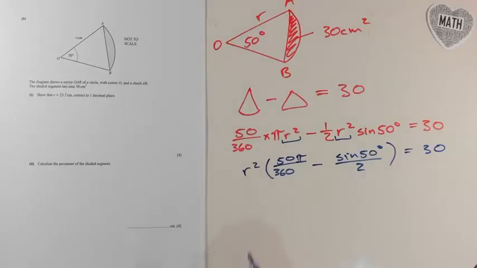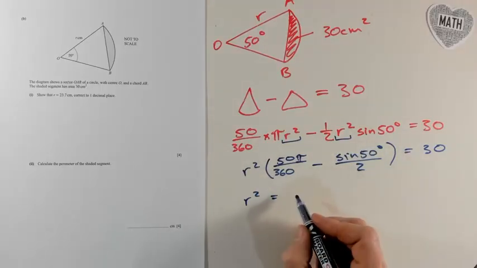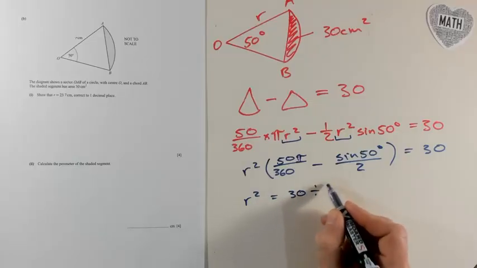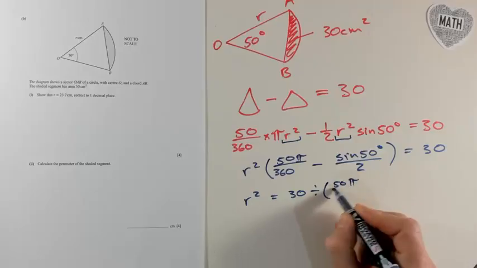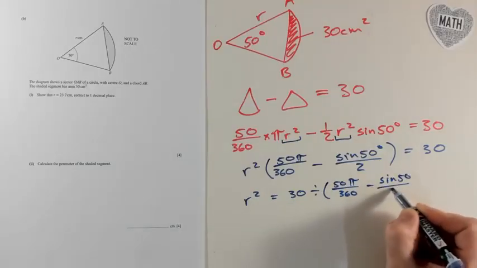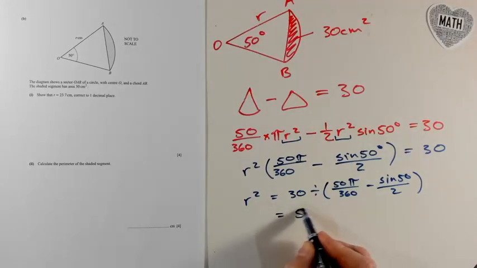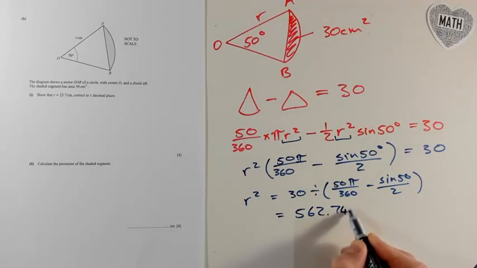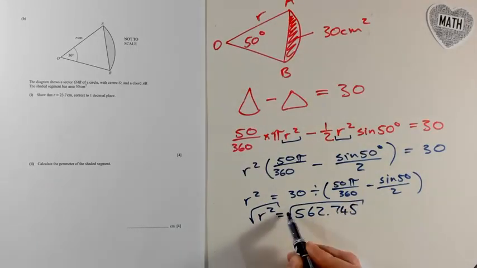And then on my calculator, I would just divide this whole thing on both sides. So it's going to be 30 divided by this whole thing: 50 pi over 360 minus sine of 50 over 2. And that would give me a number like 562.745. So that's r squared, but because I want just r alone, this is plus minus, but because I'm working with lengths, I'm just going to care about the positive value.